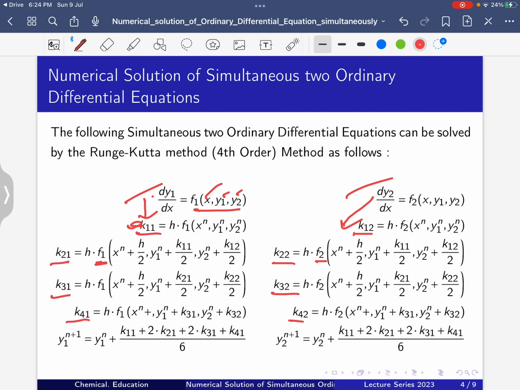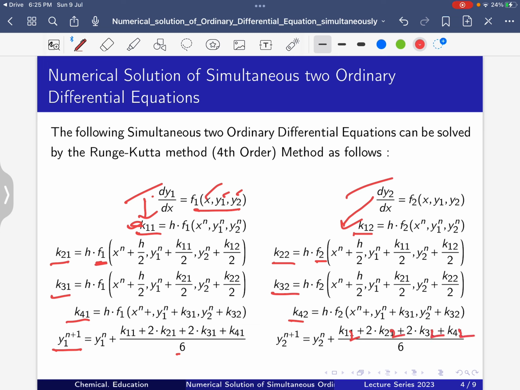Now after getting k1, k11, k21, k31 and k41, we can calculate y1 at n plus 1, that is y1 to the power n plus (k11 plus 2 into k21 plus 2 into k31 plus k41) by 6. Similarly for y2 at n plus 1, this is 2, this is also 2, and that's equation number 2.